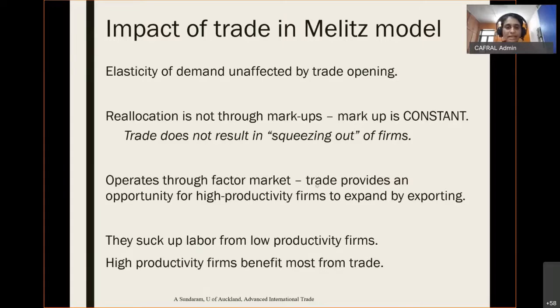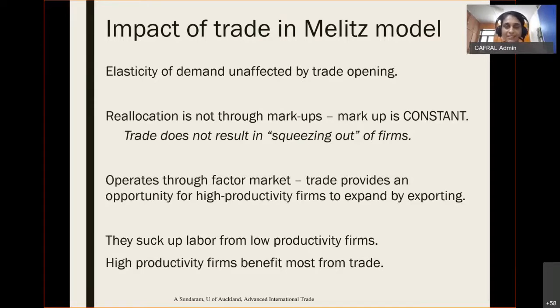So what happens is trade is providing an opportunity for these high productivity firms to expand by exporting. So those firms that can actually jump that cost, they are able to expand by exporting. They're going to draw some labor away from the low productivity firms, and those low productivity firms are going to exit the market. So high productivity firms will benefit most from trade. So this is really a very, very powerful result because remember, we started off by saying we want to explain some of the facts that we see in the data that Krugman cannot really explain.